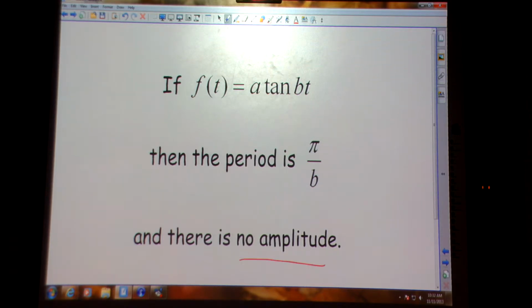And there's no amplitude. Remember, tangent goes on forever and ever. It never stops. So you cannot have a vertical stretch if it never stops. So with tangent, there's always no amplitude. Now, I will warn you, on every quiz, I trick a lot of people with this. I ask you, what's the amplitude of tangent? And everyone gives me a number. Don't be fooled, okay? Tangent has no amplitude. You just write none.